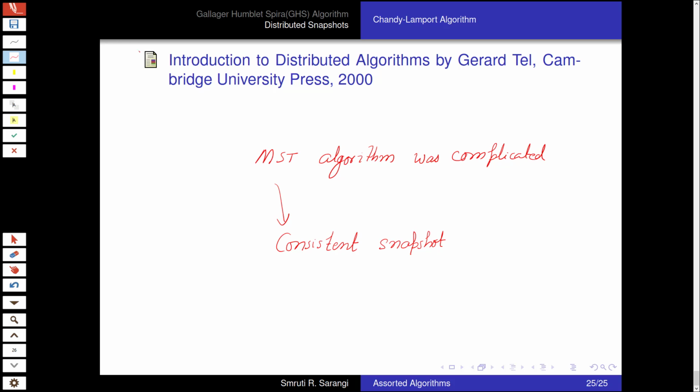Now coming to the references, the book by Gerard Tel has many of these details. And so there are many other distributed algorithms as well in this book, including a lot of concepts. So you are most welcome to read it and also implement the MST algorithm to get a practical feel.